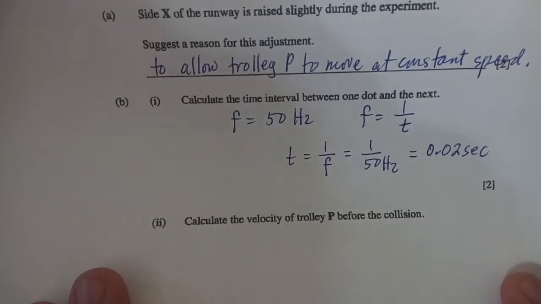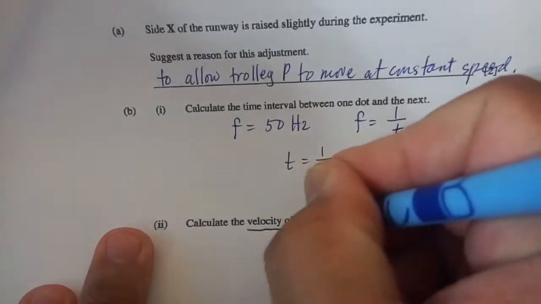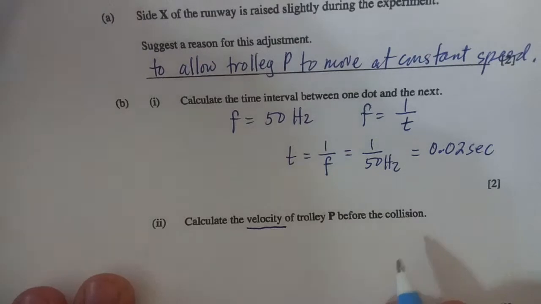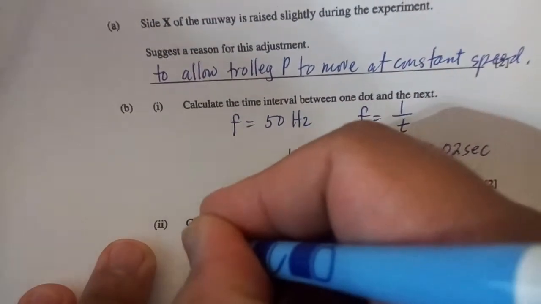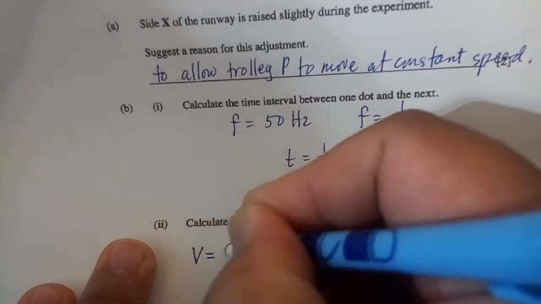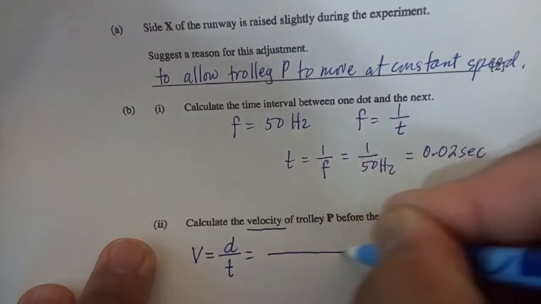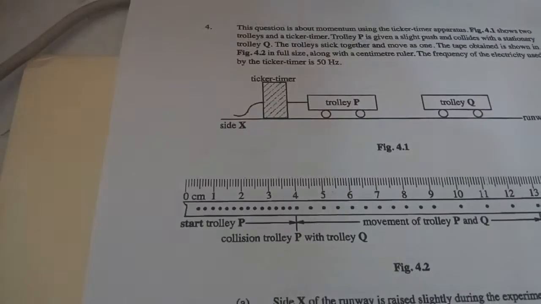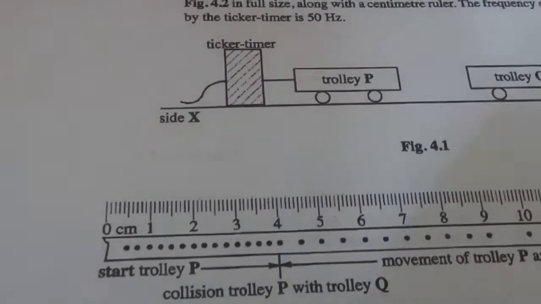Now calculate the velocity of the trolley P before collision. In this, we need the values for the distance, so the displacement, and the time. So we could write here our velocity is equal to the displacement over the time. Okay, so let's get the value for the distance. Now let's zoom this out so you would see it very clearly.